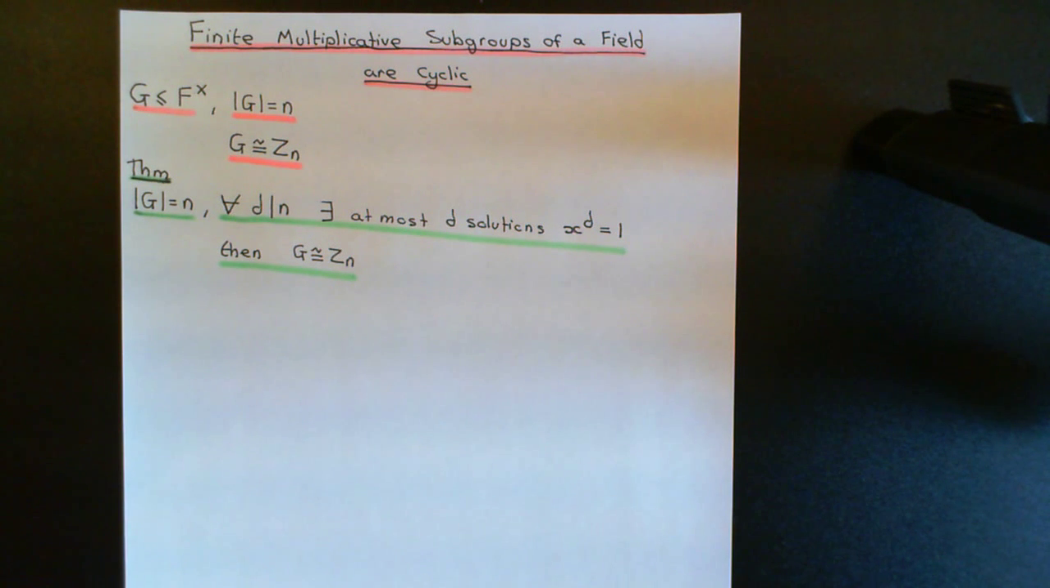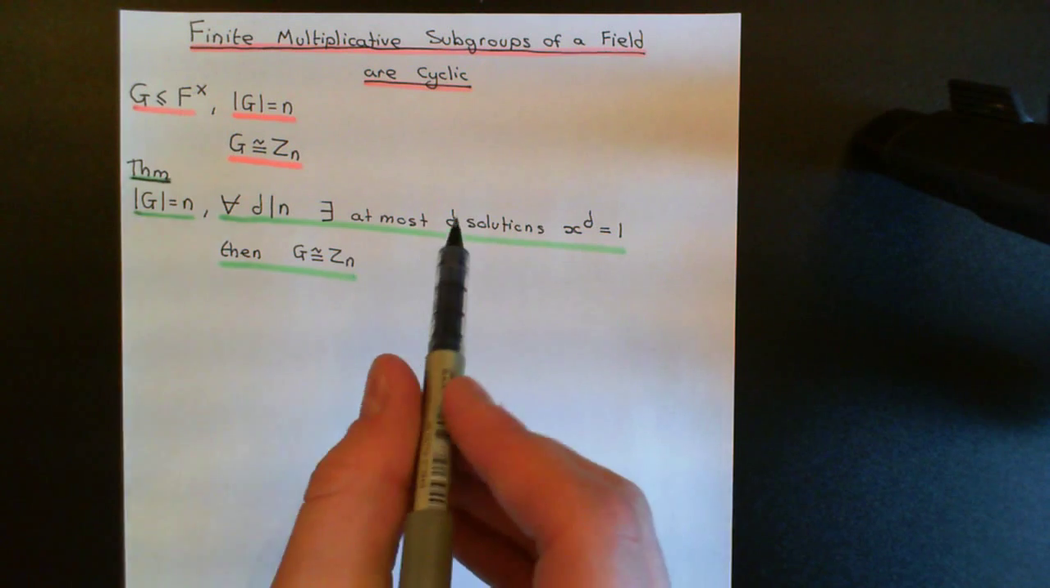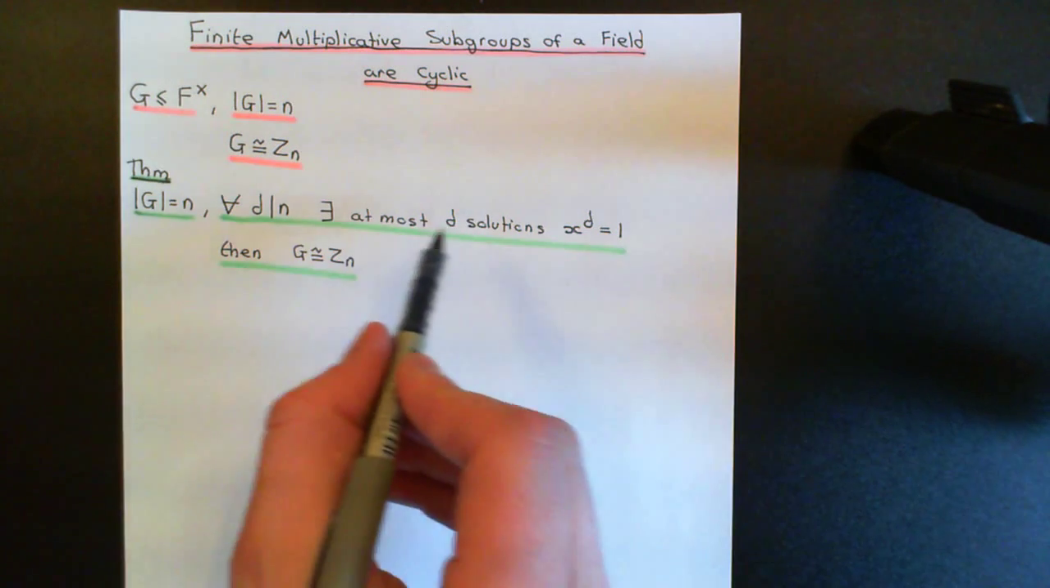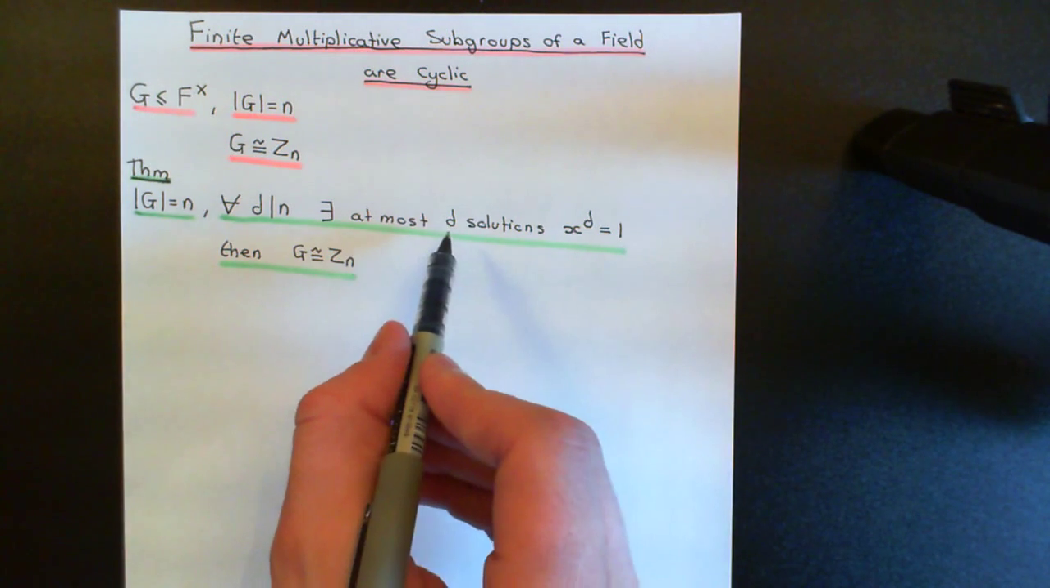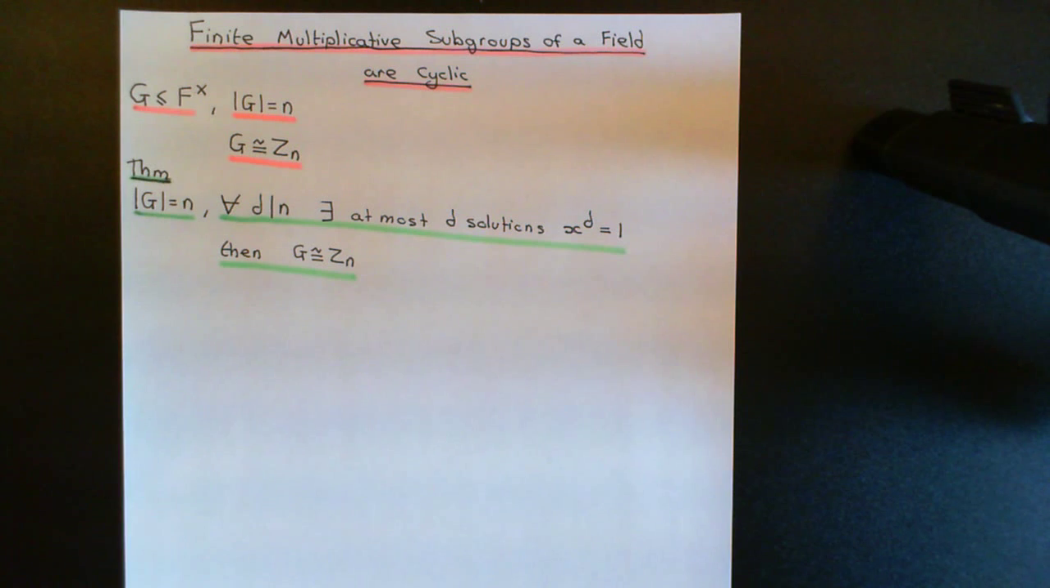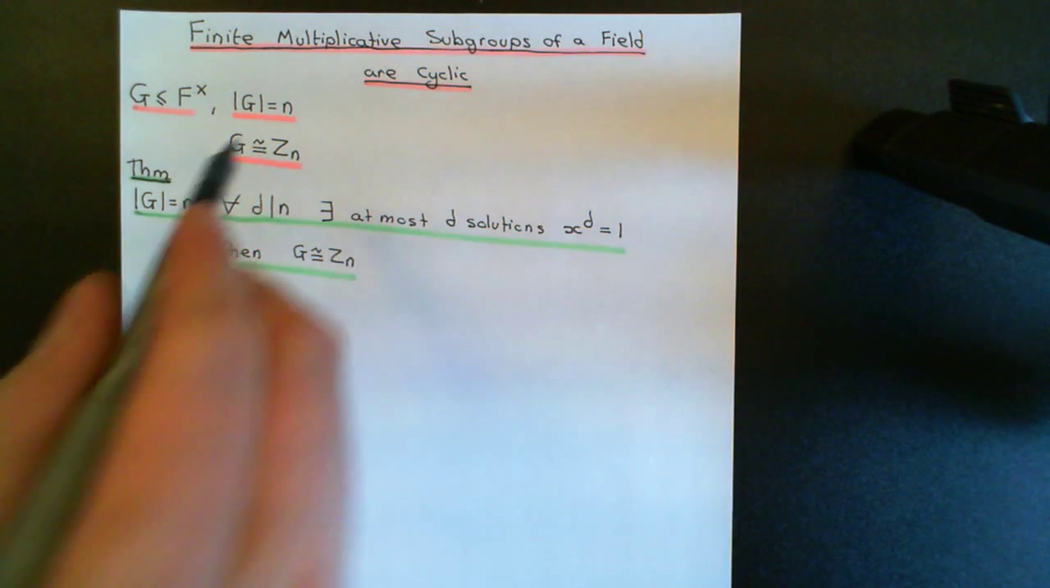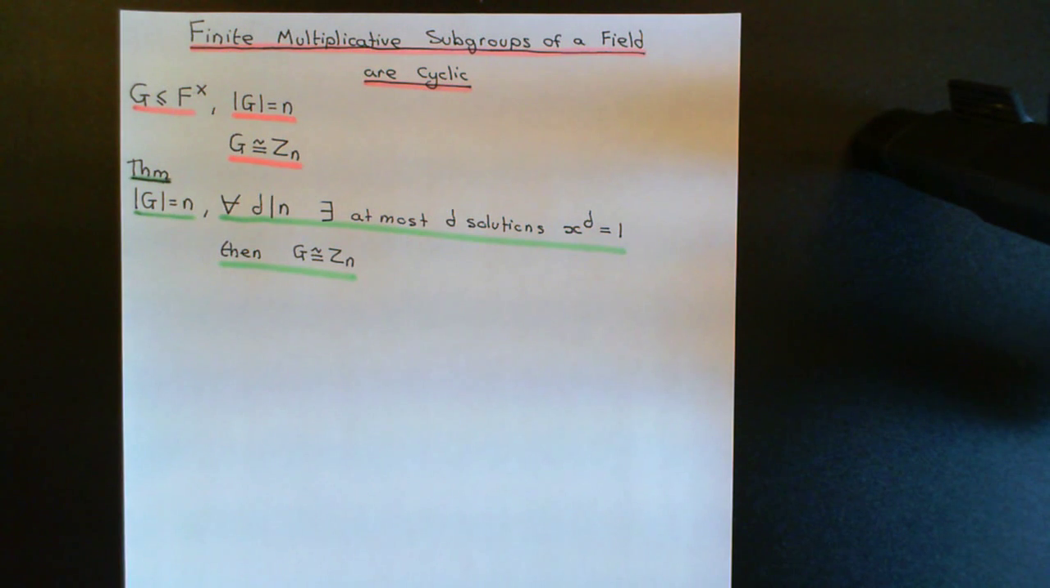Those are the solutions to this equation, and I'm saying that for all the d's you get at most d solutions, so not more than d solutions. If your group satisfies that property, then you can conclude that it's a cyclic group. Now, why would proving this theorem then allow us to conclude that finite multiplicative subgroups of a field are cyclic?